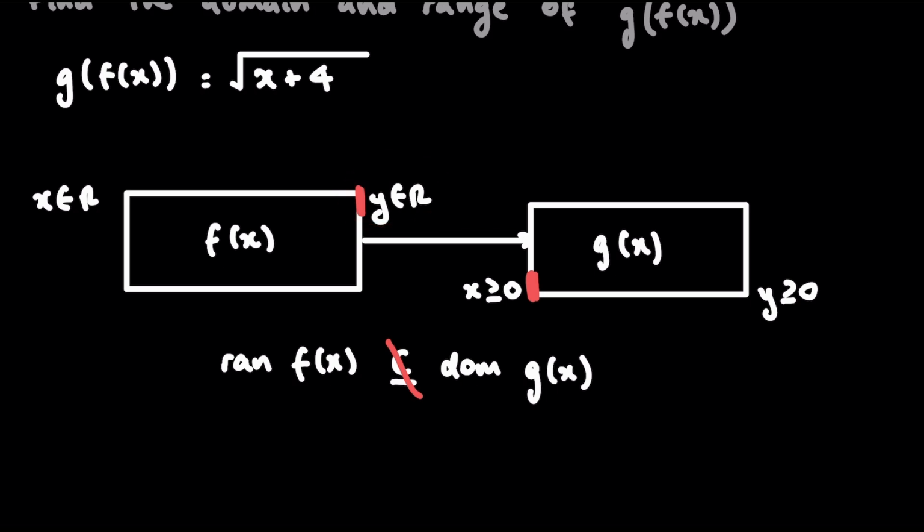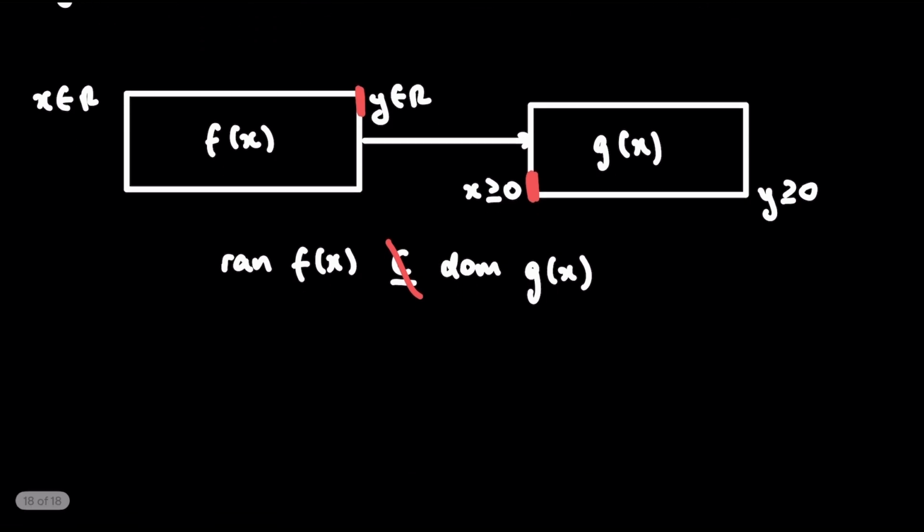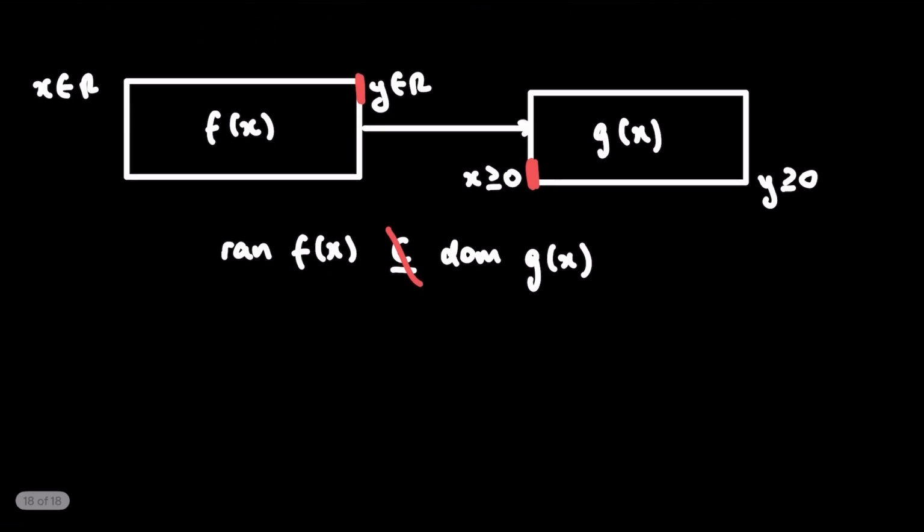And the reason we're saying that is because we don't want any values to leave the first machine that isn't even allowed to go into the second machine. We want every value that leaves the first machine to be able to go into the second machine. So if I were to rewrite the statement, the way I would work out the domain is I would say that the range of f of x has to be more than or equal to 0.